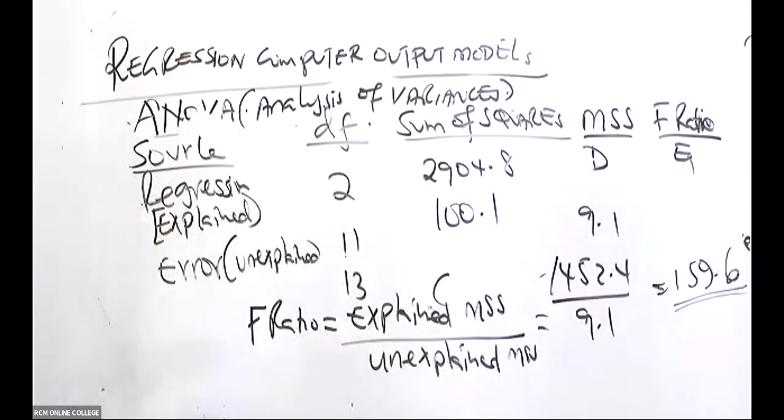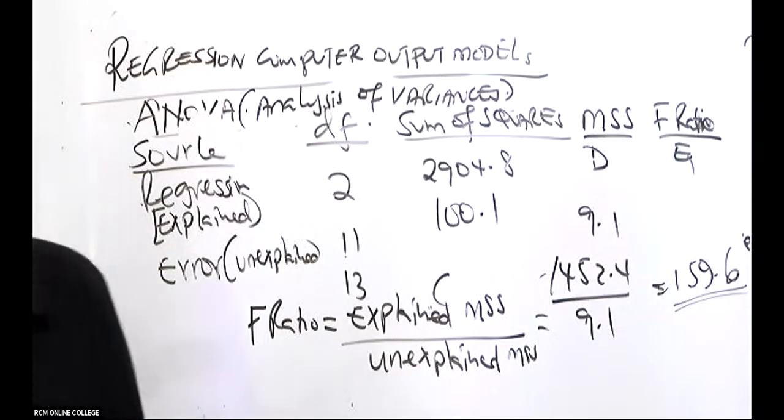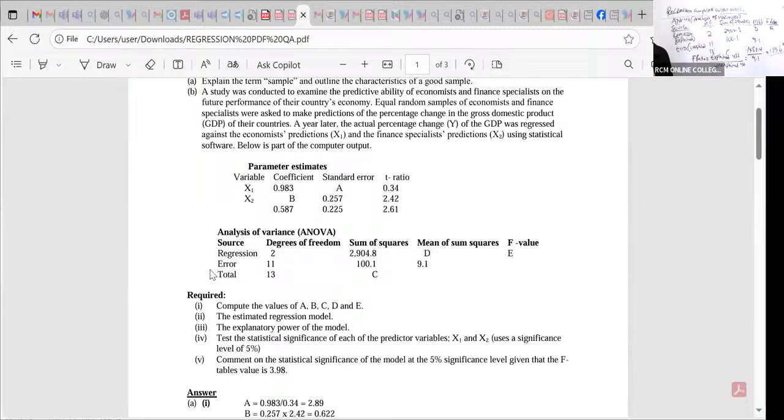Now, ladies and gentlemen, after you do that, we have finished part one, where they wanted us to compute the values of A, B, C, D, and E. Now we have Roman 2, where they want us to give them the estimated regression model. Is that something you think you can try? Even if you don't get it, so what? The estimated regression model.